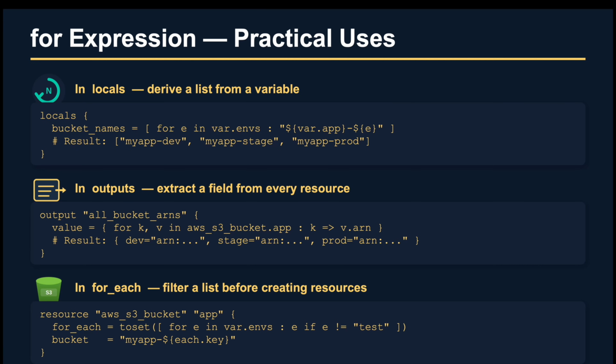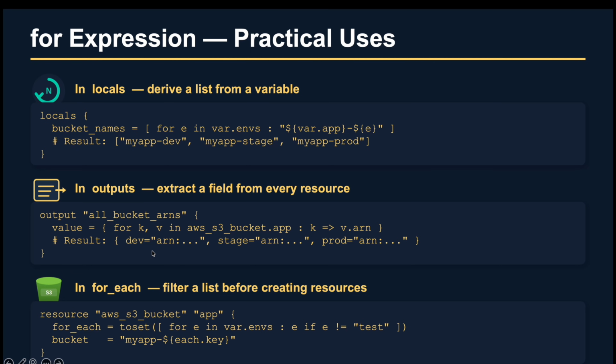You have a map of S3 buckets created with for each, and you want to output all their ARNs as a single map. So for k, v, where k is the key and v is the value, in aws_s3_bucket.app. So we get the key and the value as an ARN. So we put v.arn. So the result will be dev ARN, stage ARN, prod ARN.